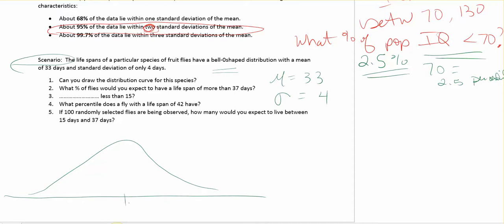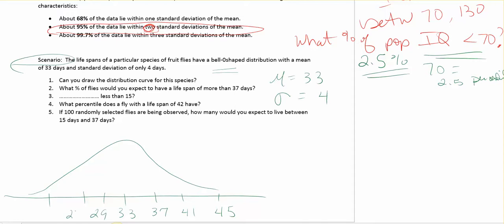The mean is always in the middle for bell-shaped distributions. The mean, median, and mode are all the same value. So the middle is 33. Set yourself up with 3 tick marks that make it to the end of your curve, and 3 tick marks that make it to the other end of your curve. And then how do you get each tick mark? Well, you just keep adding 4. So 37, 41, 45, and subtract 4.